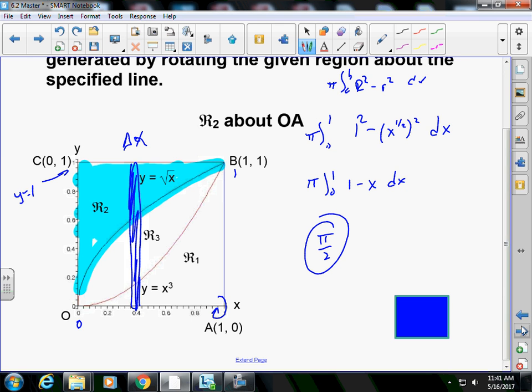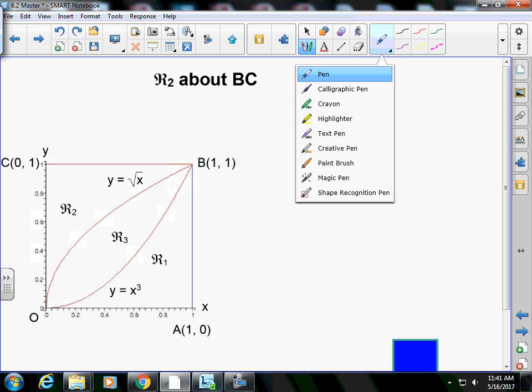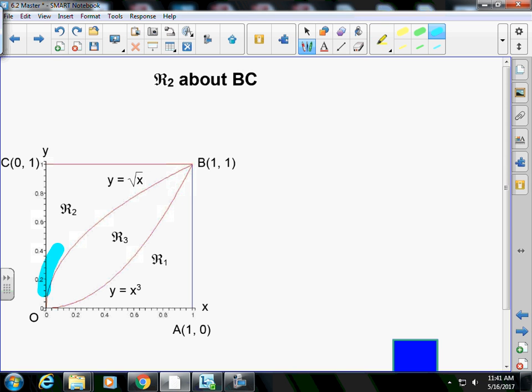Let's look at the next one. This is again region 2. So it's the same region we were just in, but we're changing the line to BC. So this time our strips are going from here to here. There's still delta x. So big R squared and little r squared.